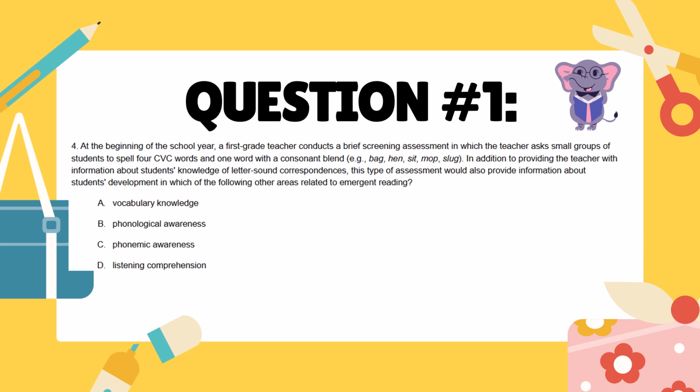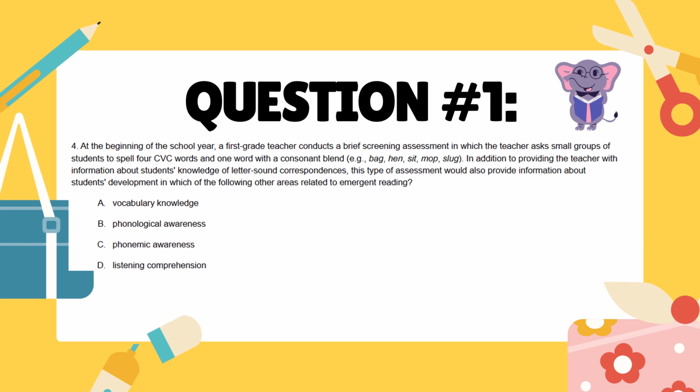So let's go back and see what we know about the question or what is going on. So we know that the teacher is asking the students to spell CVC words. So we know that a CVC word is a consonant vowel consonant. Therefore, we see that she is also going to gain information about the letter sound correspondence. Therefore, we should connect those ideas and see which one it might connect to one of the options we might have, which are vocabulary knowledge, phonological awareness, phonemic awareness, and listening comprehension.